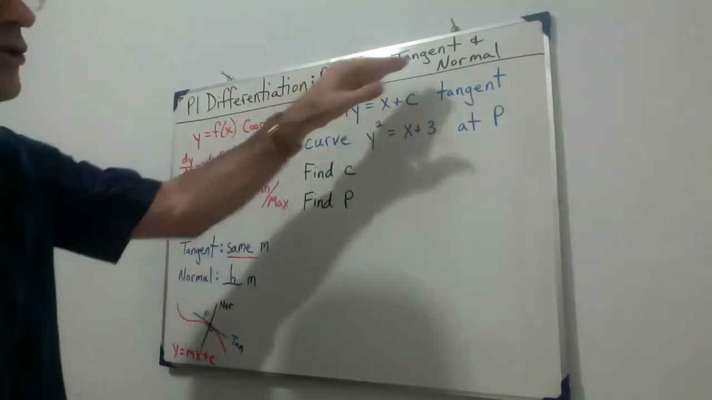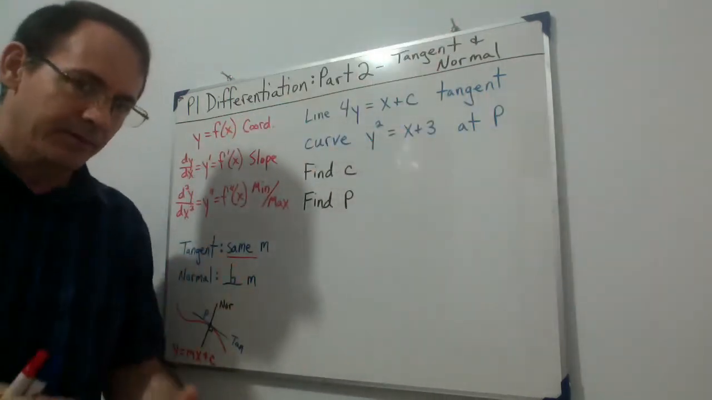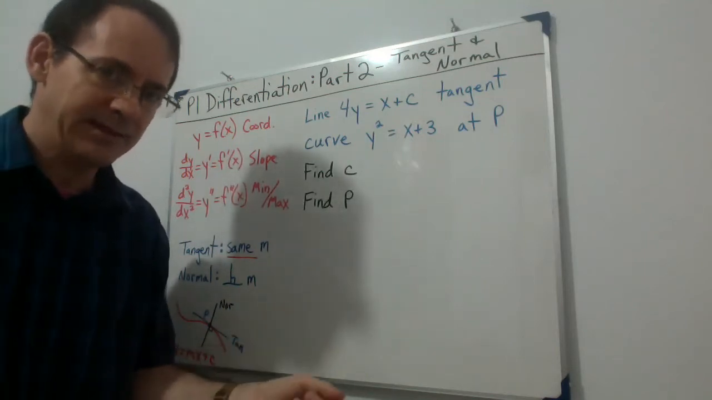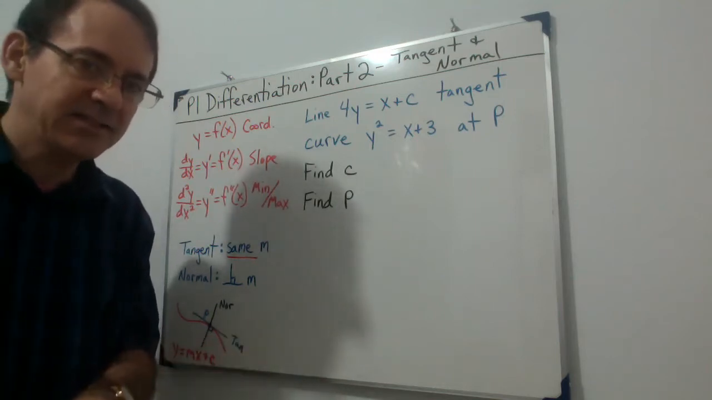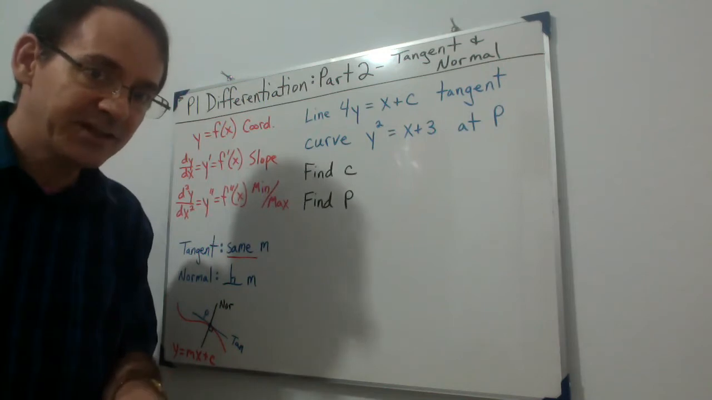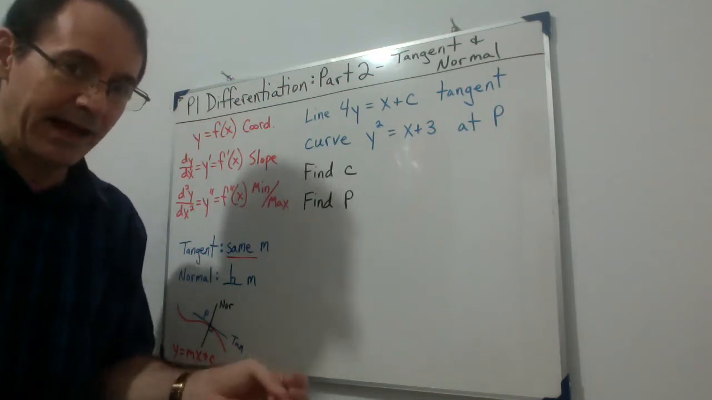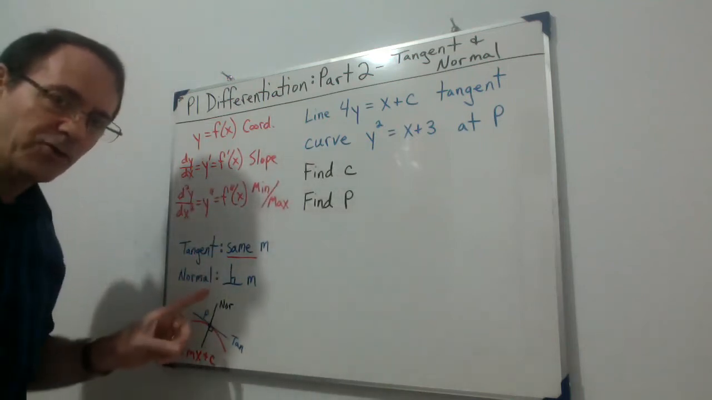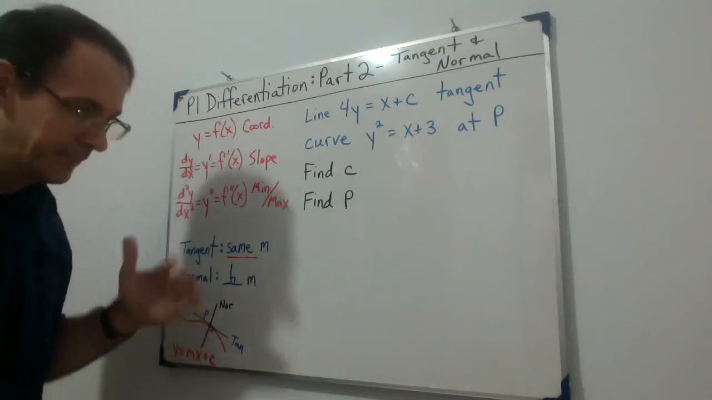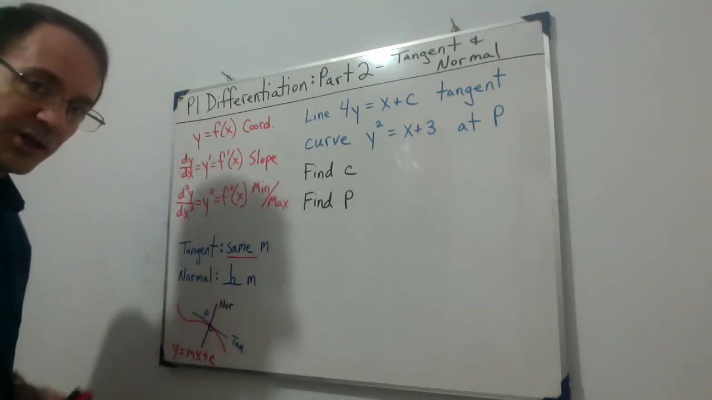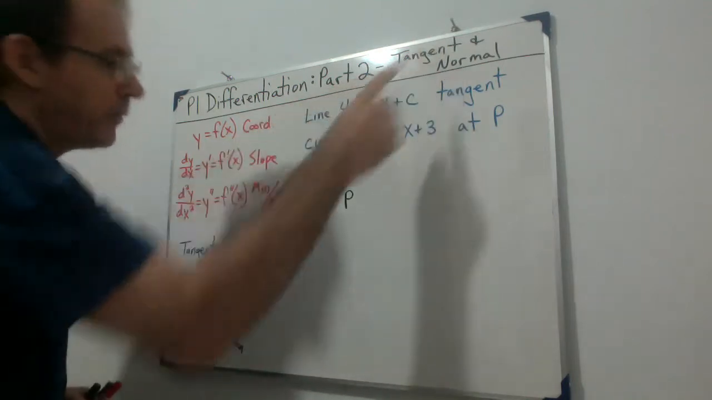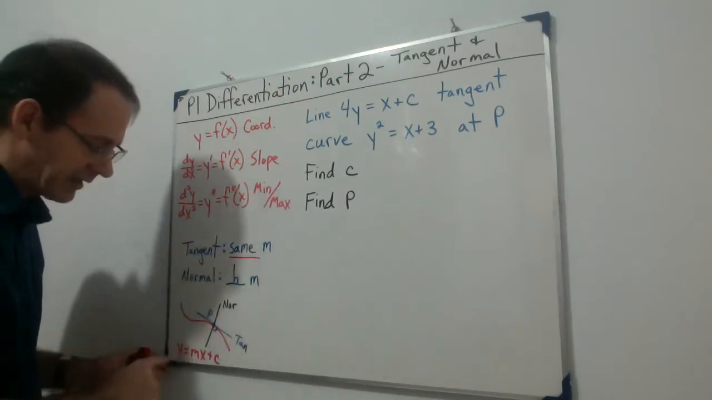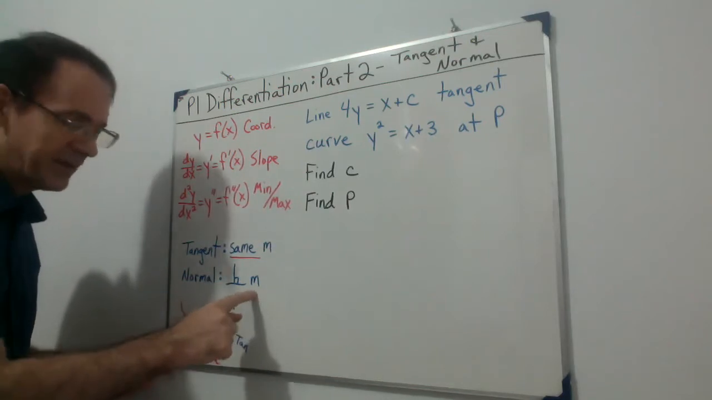Normal, when we talk about the normal line, and maybe you may or may not have run across it in math yet, but if you're taking science, specifically physics-related science or math related to physics, you will run across this normal. Normal means perpendicular to your plane, or in this case, to the curve. So when you see normal, you want to think perpendicular slope. So tangent, you're going to think same slope, and normal, you're going to think perpendicular slope.